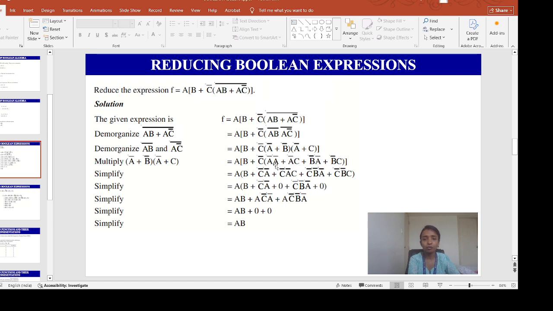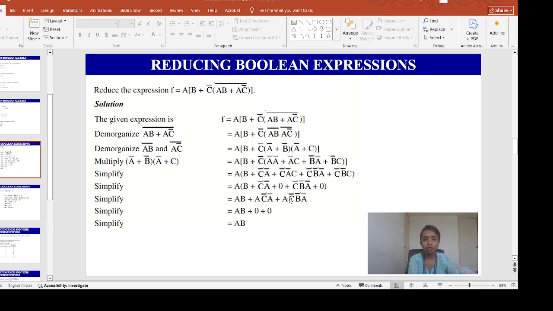Okay. Now, so A bar dot A bar, we know it is A bar. So C bar into A bar. Now this is the simple multiplication, C bar into A bar into C plus C bar into B bar into A bar plus C bar into B bar into C. Now C into C bar will be 0. That is why this term gives us 0. Also C into C bar gives us 0. So this term gives us 0.